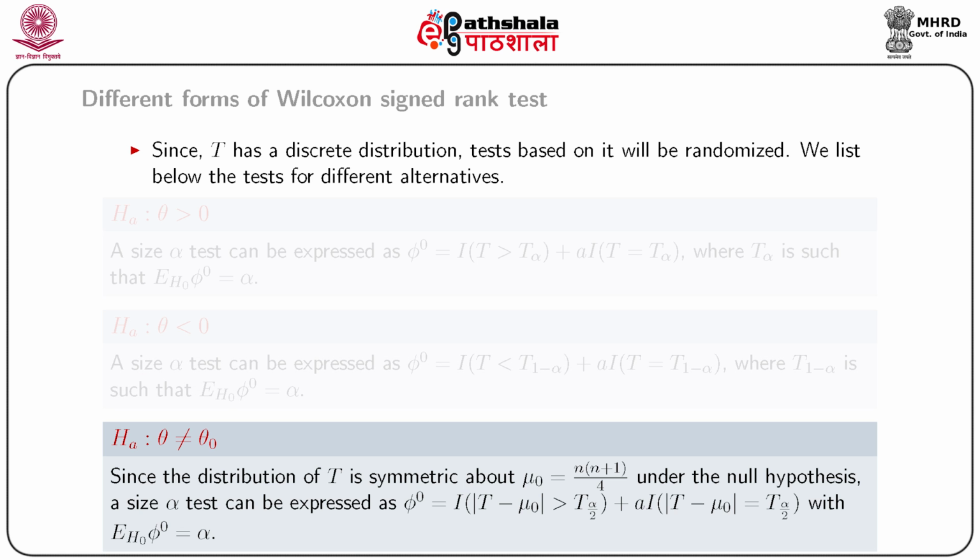Now, lastly consider theta not equal to 0. Since the distribution of T is symmetric about mu naught equal to n(n+1)/4 under the null hypothesis, a size alpha test can be expressed as phi naught equal to indicator modulus of T minus mu naught greater than t alpha by 2 plus a times indicator modulus of T minus mu naught equal to t alpha by 2, where t alpha by 2 is such that the test is of size alpha.